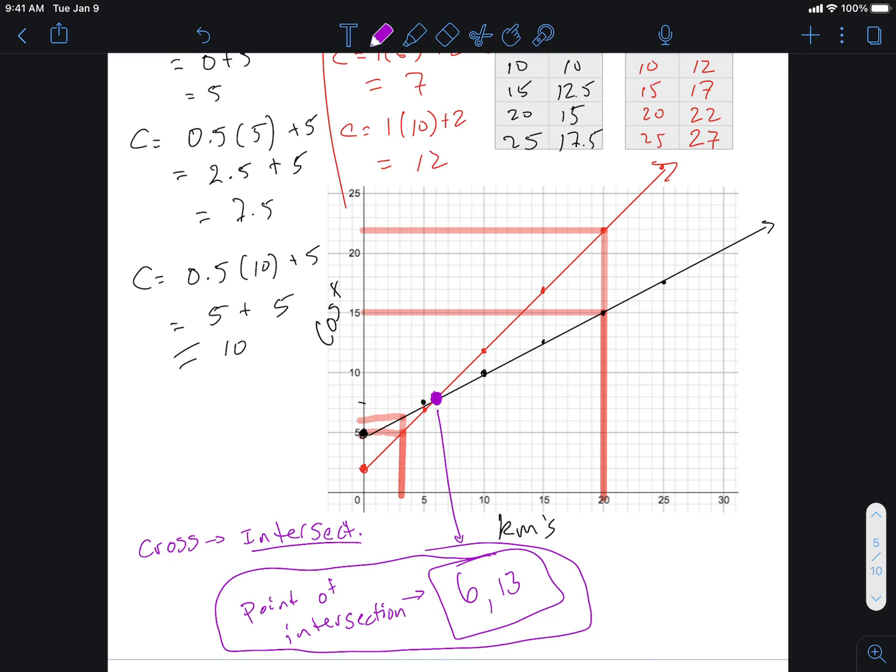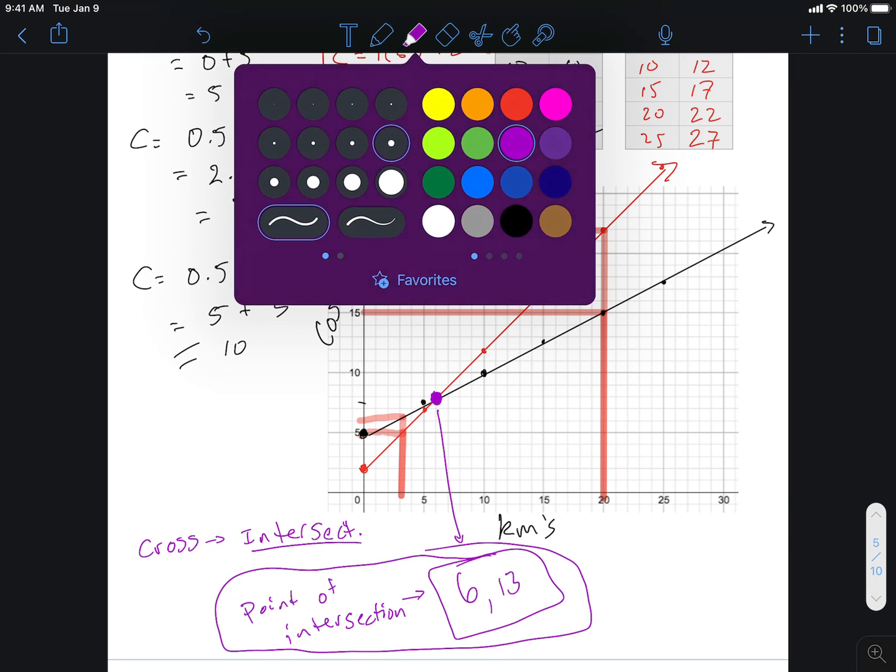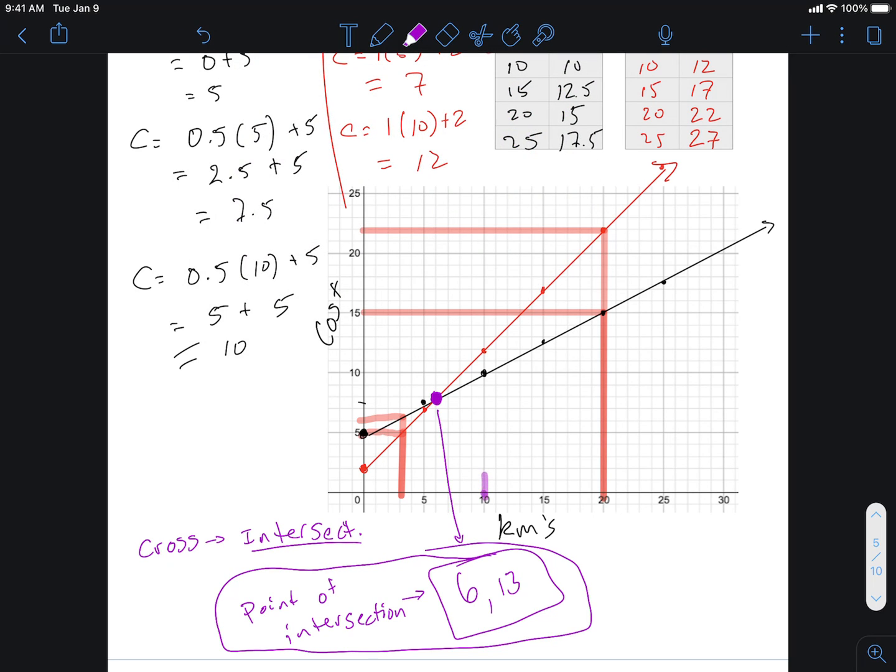It's the point where, if I go 6 kilometers or more, let's say if I go 10 kilometers, I'm going to choose Crazy Cab. But if I go 5 kilometers, I'm going to choose Insane Cab. Now, this point of intersection is the point at which the two companies are the same price.